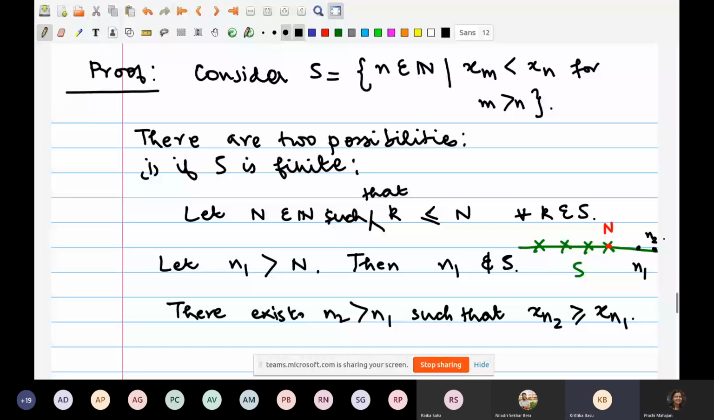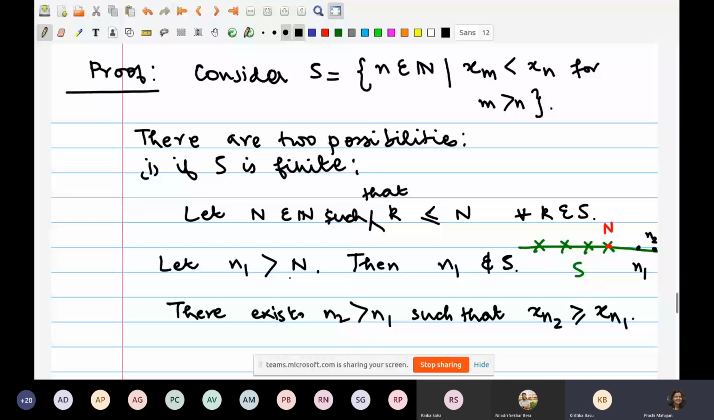Could you please explain the last sentence again? Since N1 is not in S, you look at the definition of the set S. N1 not in S means that there must be an element N2 bigger than N1 such that if you compare X of N2 with X of N1, Xn2 must be bigger than or equal to Xn1. If there is no such N2, that would imply that N1 is in the set S. But that cannot be the case because N1 is strictly bigger than capital N, right? Is that okay?